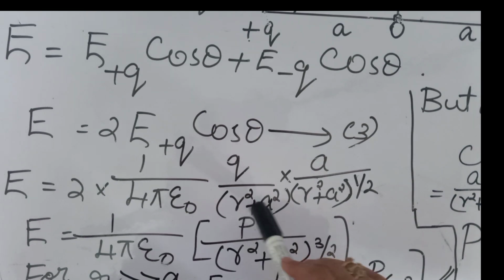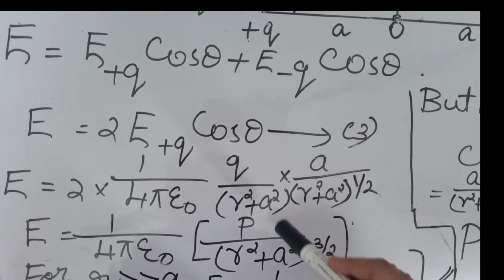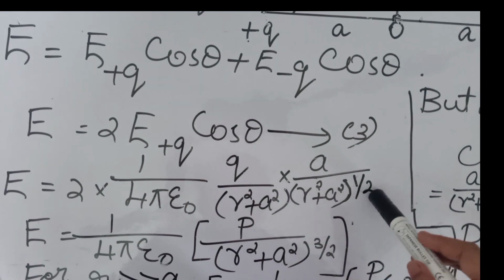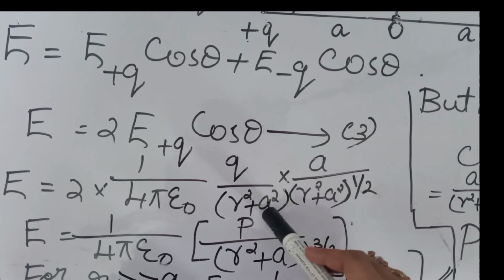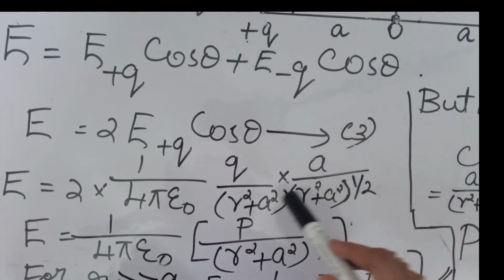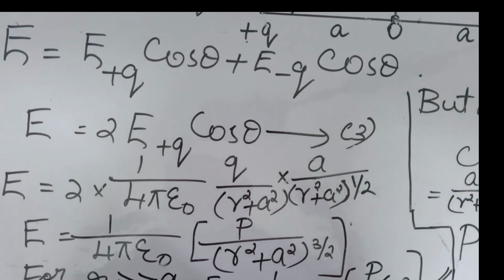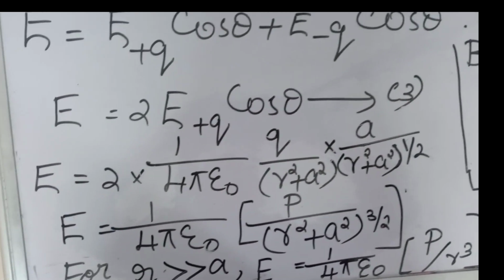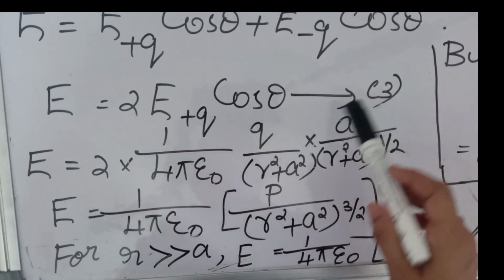And here we have R square plus A square, and here R square plus A square whole raised to 1 by 2. This is just like A raised to M into A raised to N, so that will be A raised to M plus N, right? So what will we get? R square plus A square, the whole raised to 1 plus 1 by 2, that is whole raised to 3 by 2. So all these substitutions we can give here. So what we will get here is, instead of 2AQ we are giving P.